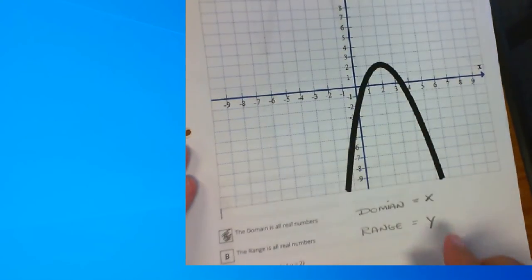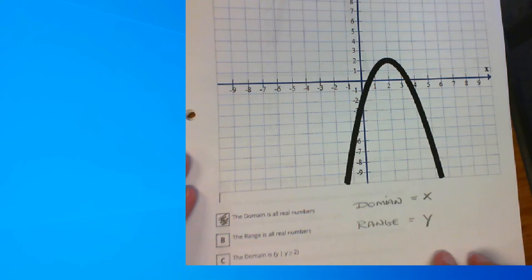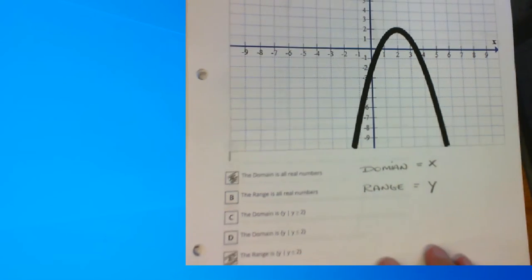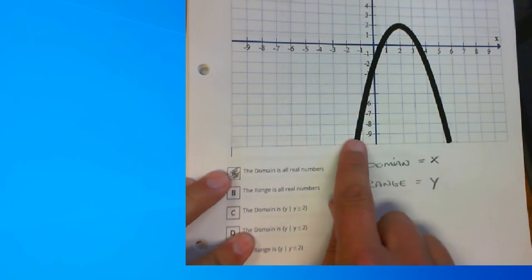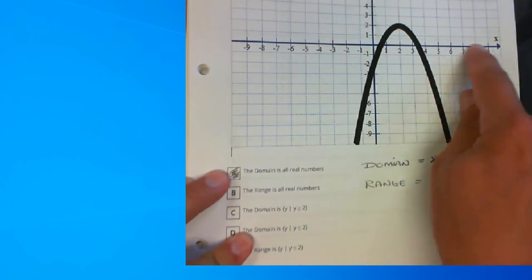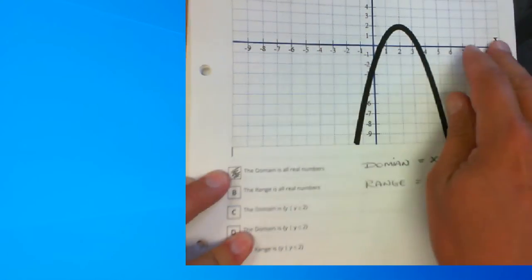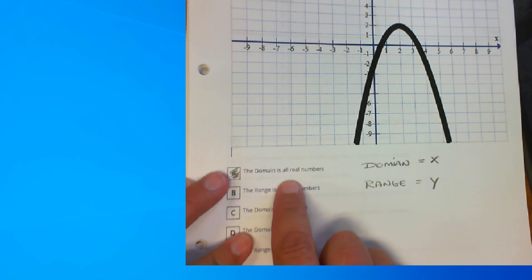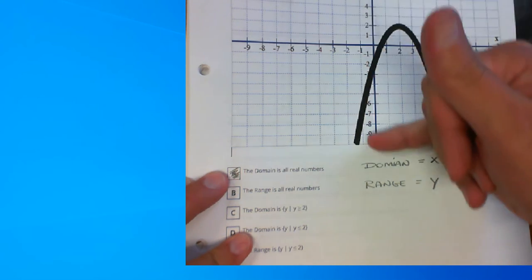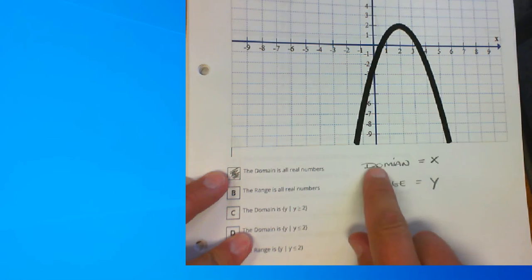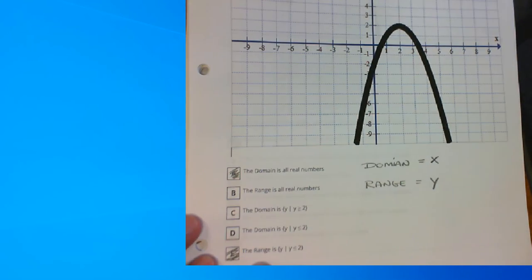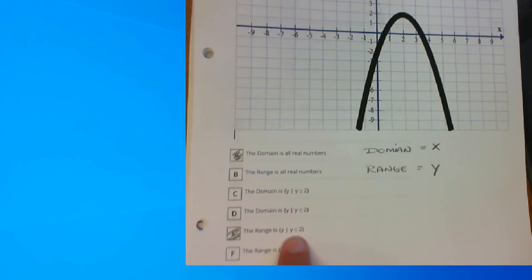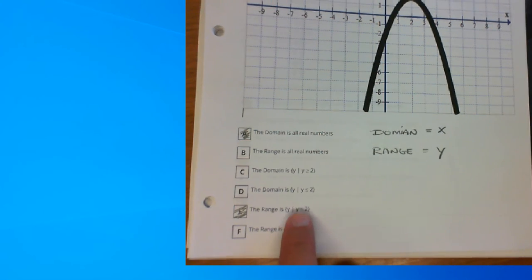So we have this upside down parabola, and we want to just talk about the domain and the range. The domain is all real numbers. If I took this and smeared it onto the x-axis, it would cover up everything. The range is everything below 2. It's actually from negative infinity to 2, so the range is y is less than or equal to 2. So those are the two correct answers there.